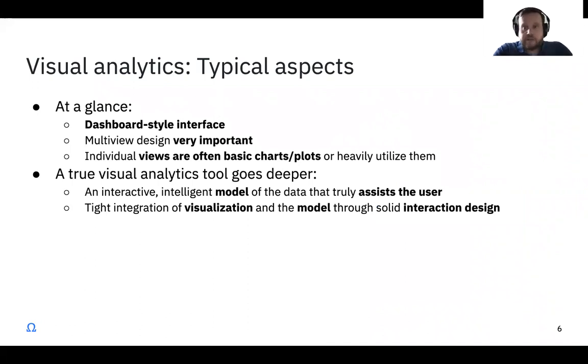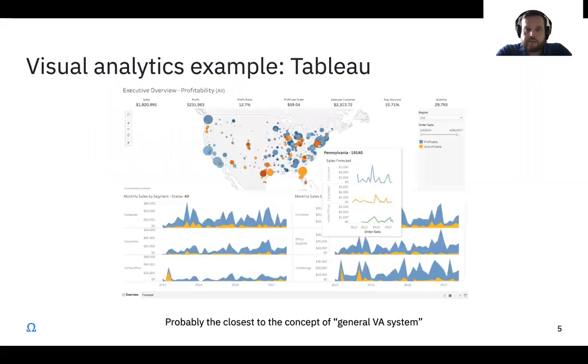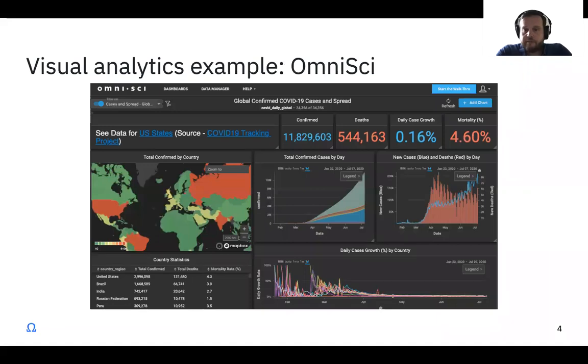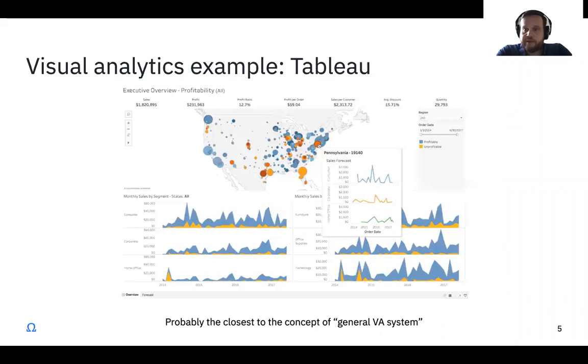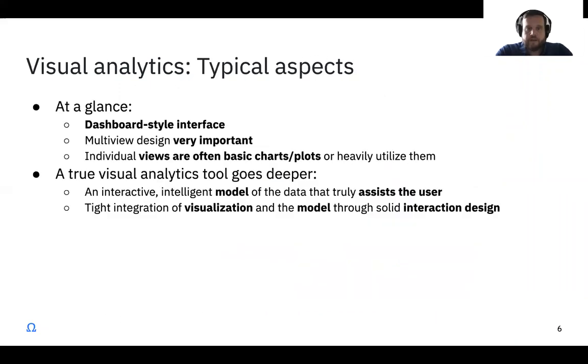So at a glance, if you look at the typical aspects of visual analytics, or what you might have inferred from seeing the examples, we see a dashboard style interface. We see that multi-view design seems to be very important, that there are multiple sub-windows in visual analytics systems, and that individual views are often very basic charts or plots, or they heavily utilize them. So here we basically see a bubble chart and some time series data. Here we're seeing a map, line graphs, and some figures. So all of those are basic plot techniques that we've been over in previous lectures.